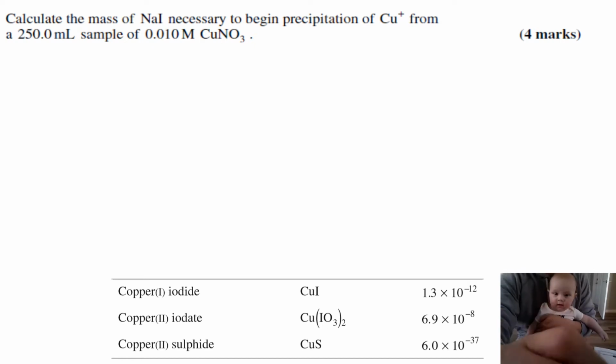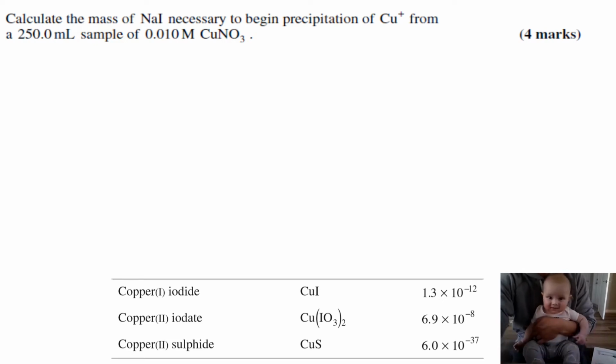Okay, so first off, we should realize that Na is just a spectator ion. So, gotta get rid of the Na. Get rid of it just like that, right? I didn't realize my hand got in the way here.